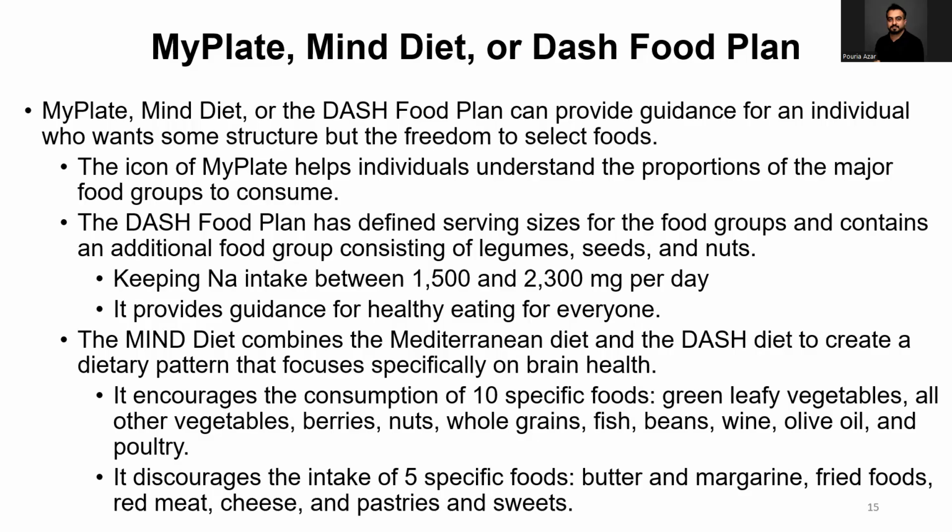The DASH diet encourages the intake of legumes, seeds, and nuts. The Mind diet encourages consumption of 10 specific foods like green leafy vegetables, berries, nuts, whole grains, fish, beans, wine, olive oil, and poultry. It also discourages the intake of 5 specific foods like fried foods, red meat, cheese, butter, sweets, candies, and so on and so forth.